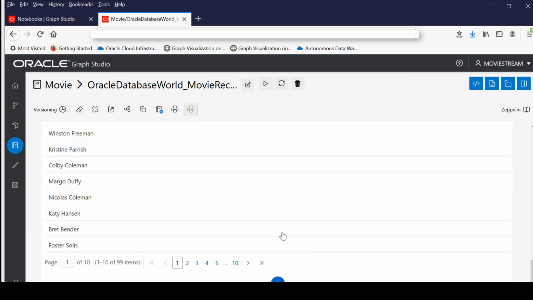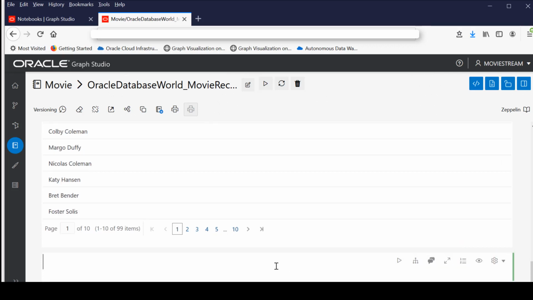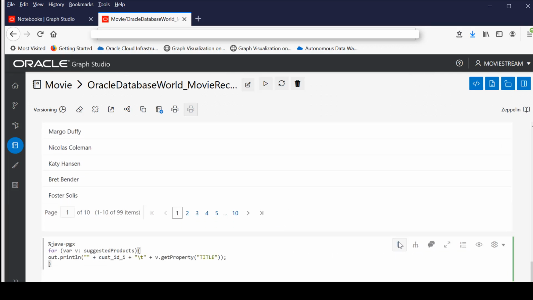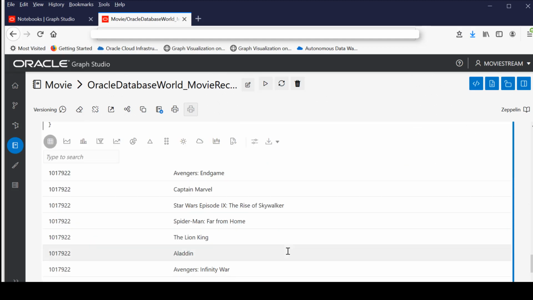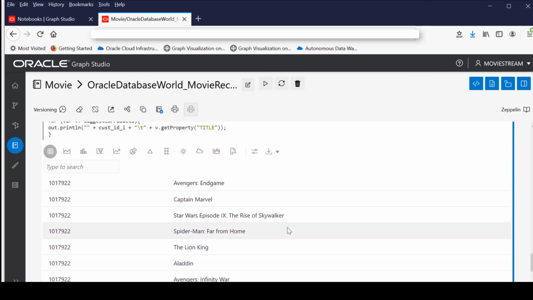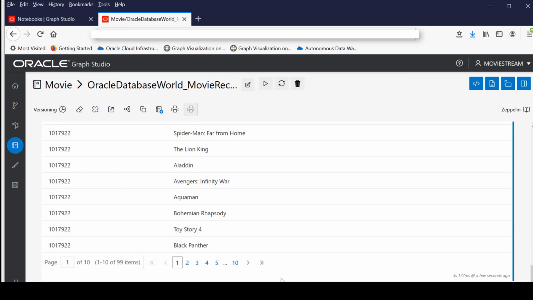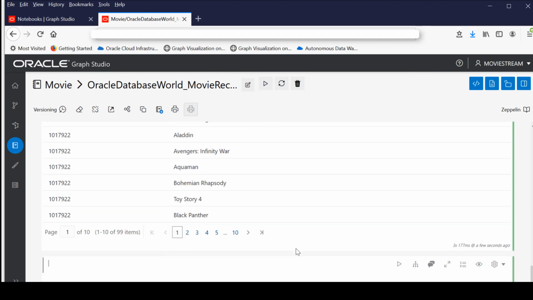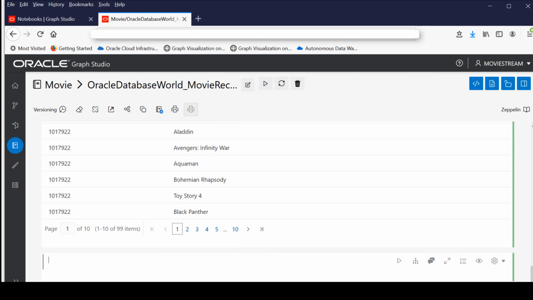So let me open a new paragraph here and run this query, which would tell us the list of movies these customers like. So here we have the list of movies. We can just run a few more PGQL queries to pinpoint a few more movies that we want to recommend for Ricky Rogers from this list.